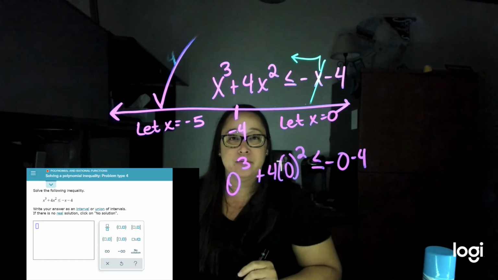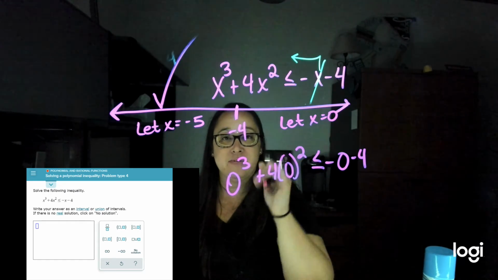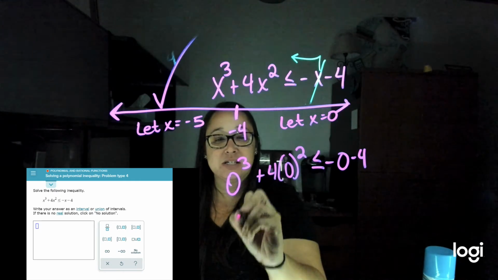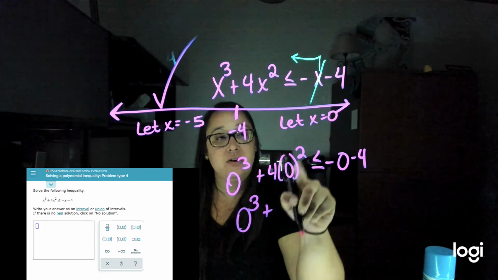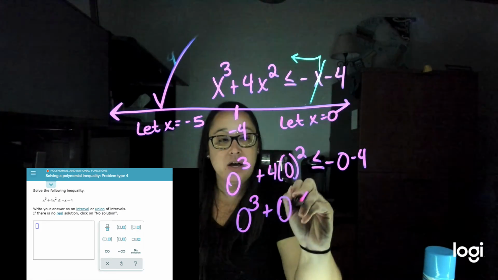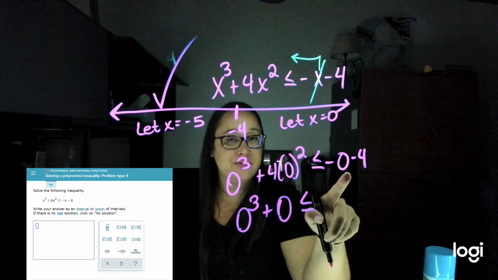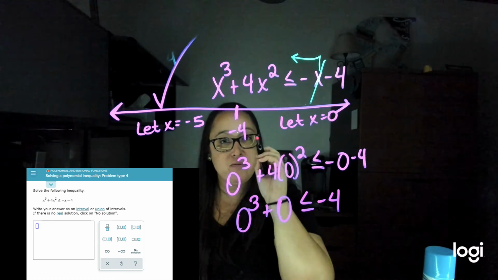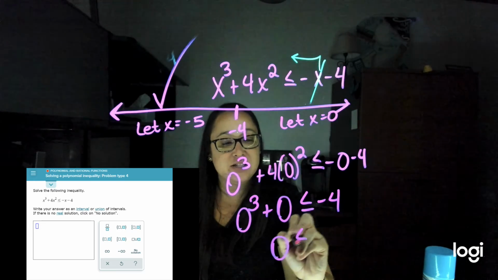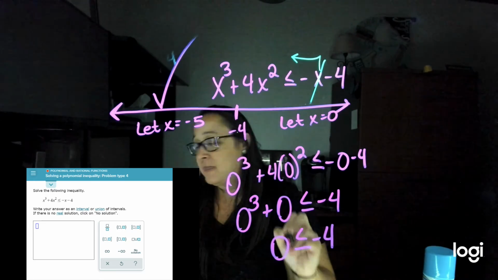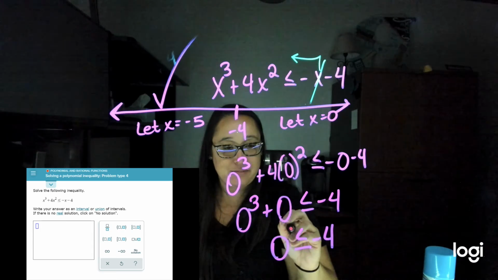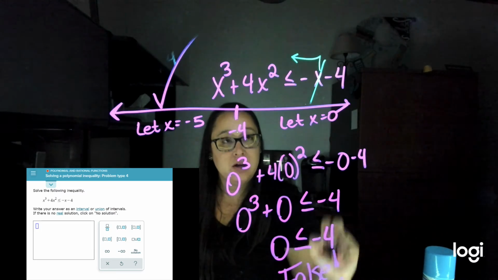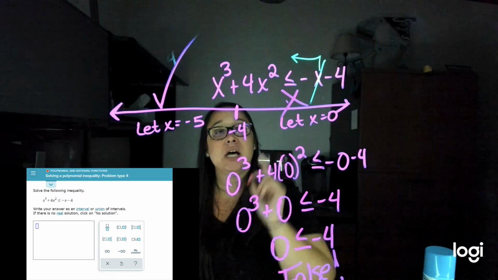Again, pause the video. See if you can simplify this on your own. Okay, what does this give us? This gives us 0 cubed plus 4 times 0 squared, which is 0, less than or equal to the opposite of 0, which is 0, minus 4 is -4. So what I'm left with here is 0 is less than or equal to -4. Is this a true or a false statement? That is false. So this side of my number line does not work.